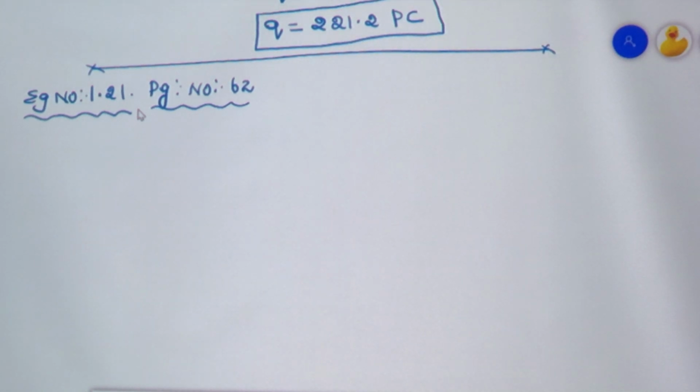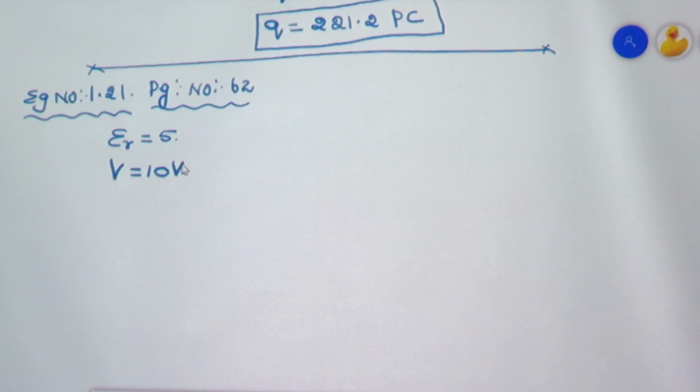See, the problem is: a parallel plate capacitor filled with mica having dielectric constant epsilon r equal to 5 is connected to a 10 volt battery. First of all, write the data. So the potential available in the battery, V, is equal to 10 volt.